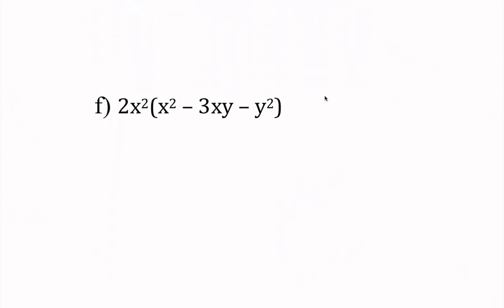Last one. Let's multiply. 2x squared times x squared. Notice this is 2. My other coefficient here would be a 1. So if I multiply 2 times 1, that's going to give me a 2. And then we look at our x's. X squared times x squared. We take the little exponents and we add them. 2 plus 2 is 4, so that's going to give me x to the 4th.